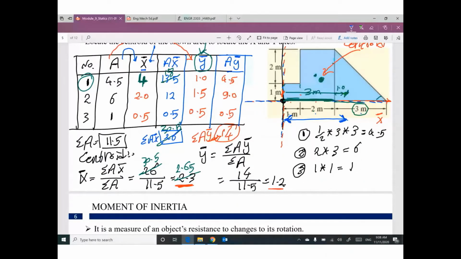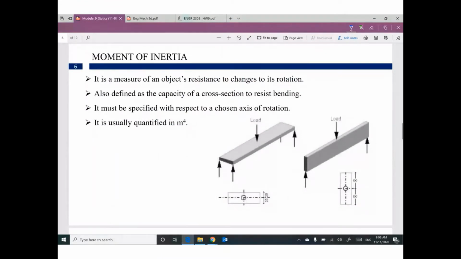We have a new section property today, which is called moment of inertia. Can be called I, moment of inertia, capital I. We need to figure out the moment of inertia about the x-axis, so I can call it Ix. And we need to figure out the moment of inertia about the y-axis, so I can call it Iy. What is the meaning of moment of inertia?